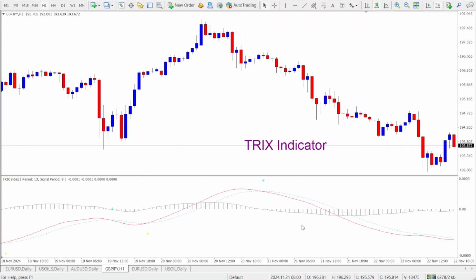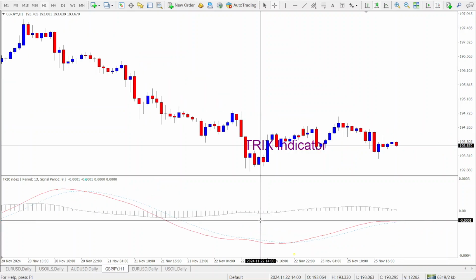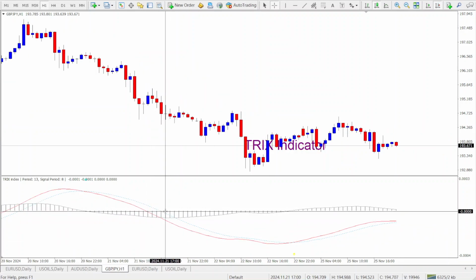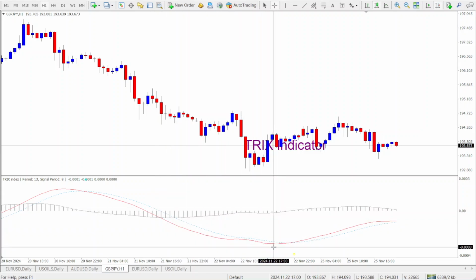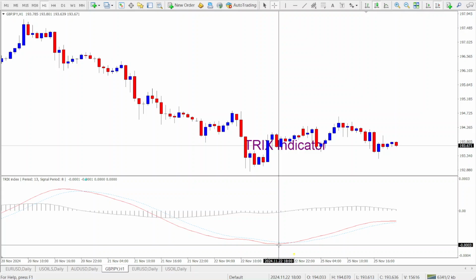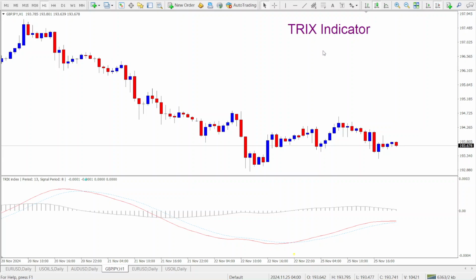Whenever you have the red and the blue line cross above the gray colored line and get to the top, you have gotten an overbought condition. On the other hand, when you have the red and blue lines cross below and get to the bottom, you have an oversold condition. Quite straightforward. Now, another way traders can make use of the TRIX indicator is divergence.